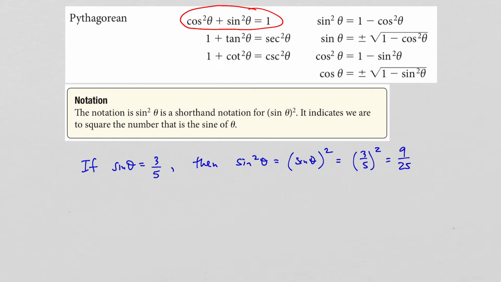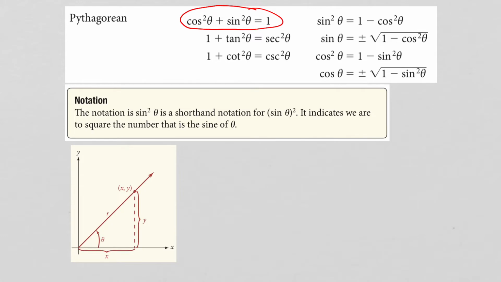Now let's talk about why this identity is true. So here we have an angle theta in standard position and a point on the terminal side of theta, (x, y). And we can draw the corresponding triangle. X, Y, and R are the sides of the triangle. And we know from the Pythagorean theorem that x squared plus y squared must be equal to r squared in this picture. That's just the simple Pythagorean theorem.